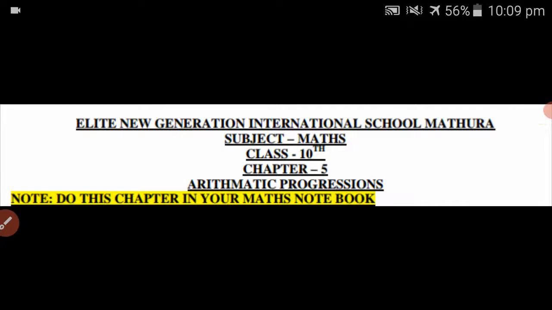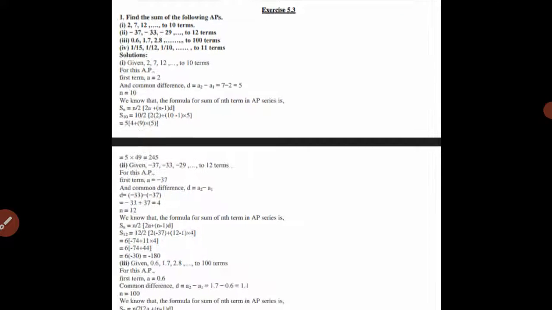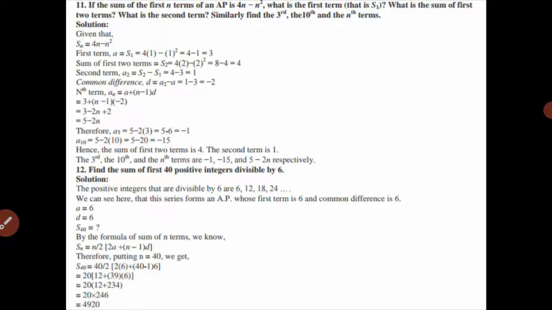Today we are going to start chapter 5, arithmetic progression, and in this we will do exercise 5.3. Before that we have completed our 10 questions. So today we will start question number 11.